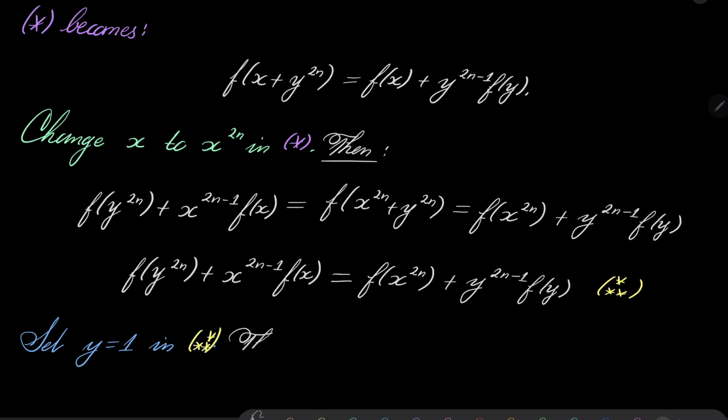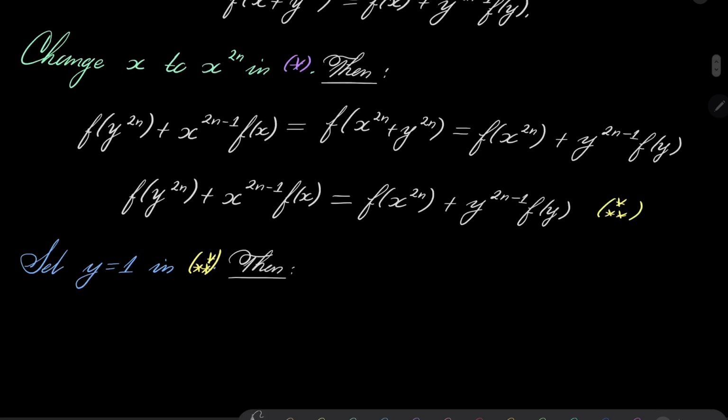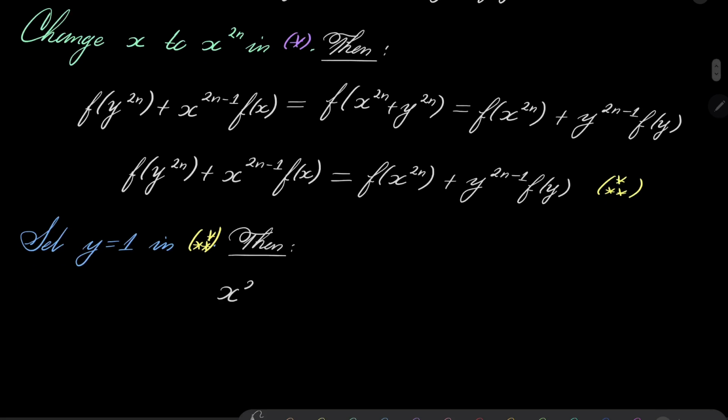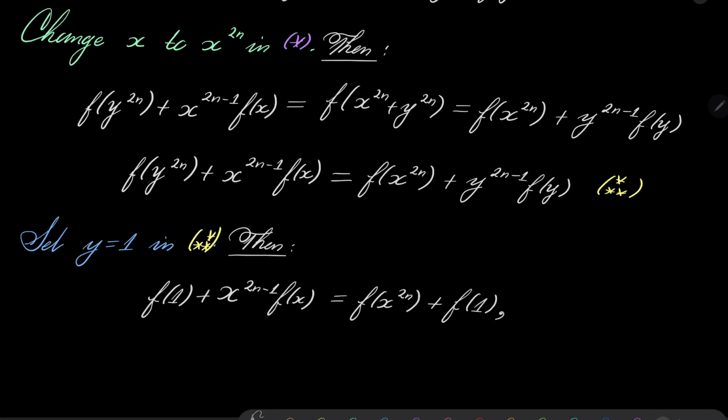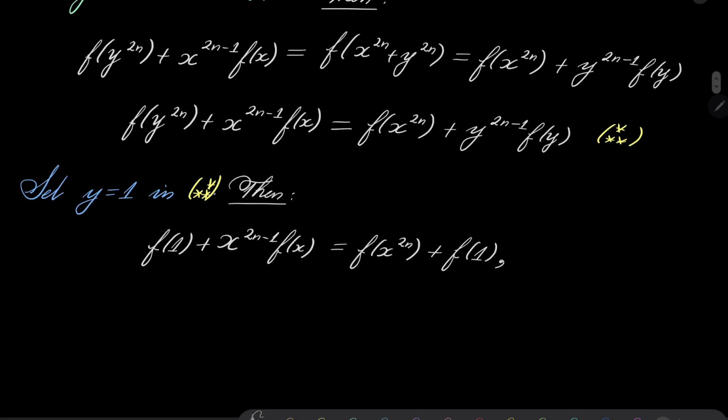Then, what do we have? x to the power 2n minus 1 times f of x, f of 1 plus that equals f of x to the power 2n plus, well, f of 1 once again. f of 1 cancels, and we have x to the power 2n minus 1 times f of x equals f of x to the power 2n.